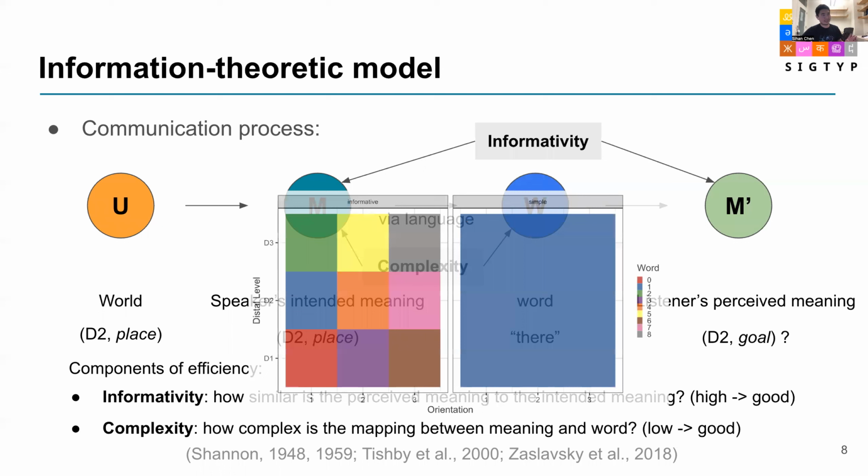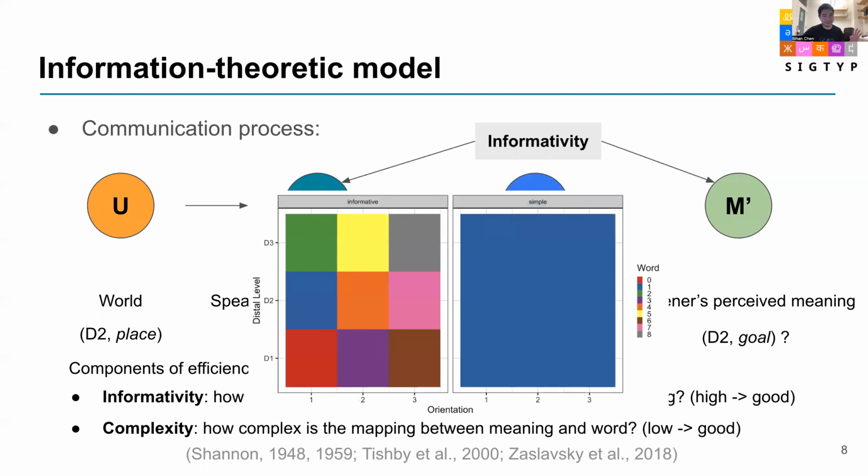For example, consider the two potential systems here. The system on the left has the maximal amount of informativity, since there is no confusion between word and meaning, since each meaning gets its own unique word, but it is also at the same time maximally complex. Meanwhile, the system on the right has the minimal amount of complexity, since there is only one word to express everything. But, well, in this case, it is also minimally informative. So the question is how to balance these two factors to make a communication system most efficient.